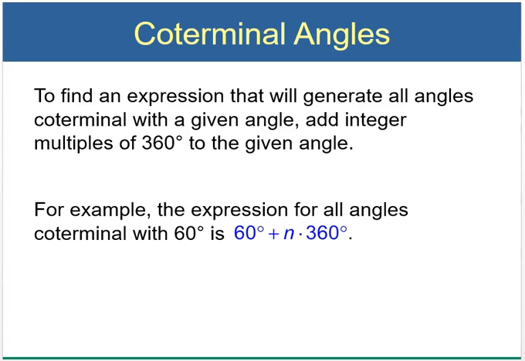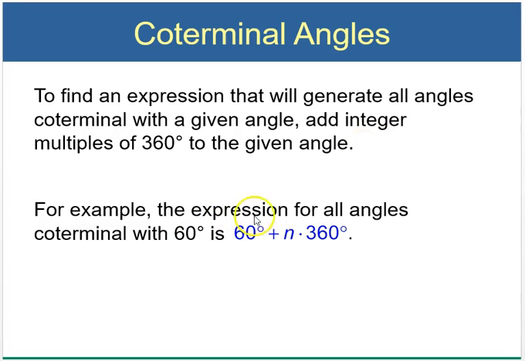Okay, so we're going to be looking at coterminal angles and finding coterminal angles of a given angle. We're going to be asked to find an expression that will generate all angles coterminal with a given angle. Add integer multiples of 360 degrees to the given angle.